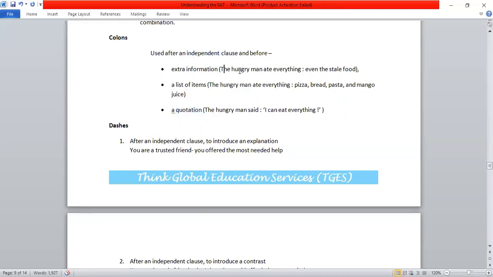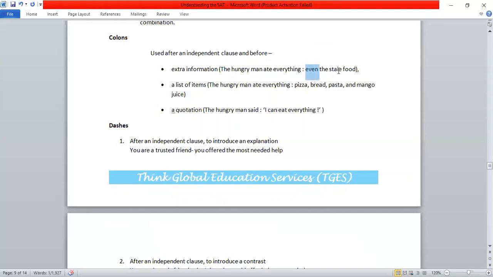Example, the hungry man ate everything. It's a complete sentence, an independent clause. So just so you don't get confused, when I say independent clause, I mean that the clause, or this set of words, does not depend on anything else. So that's a complete sentence. That's what independent clause means over here.